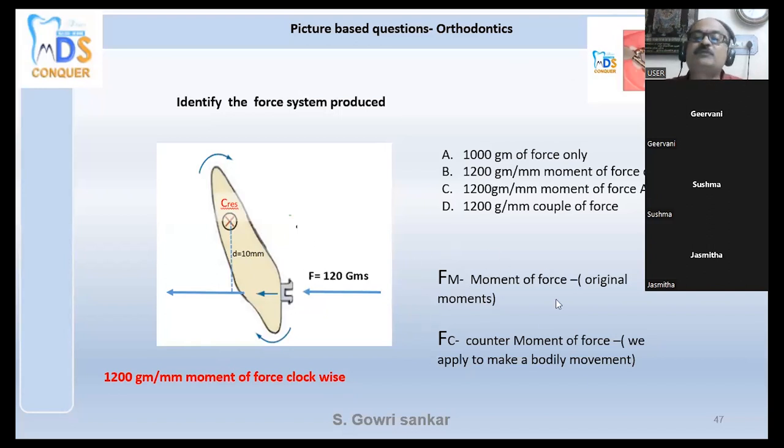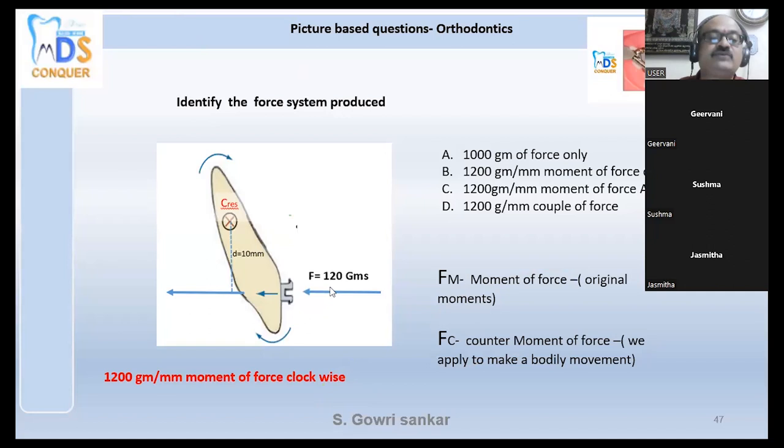To cancel this moment of force, I have to apply what is called a counter moment of force in the reverse direction. This decides whether your tooth movement is going to be a bodily or translatory movement, or a rotatory movement, or controlled tipping or uncontrolled tipping if it is rotatory, and whether it is going to be torque. What is torque? Torque is nothing but the movement of the root without the crown. It is just opposite to tipping. We are going to discuss all these points now.